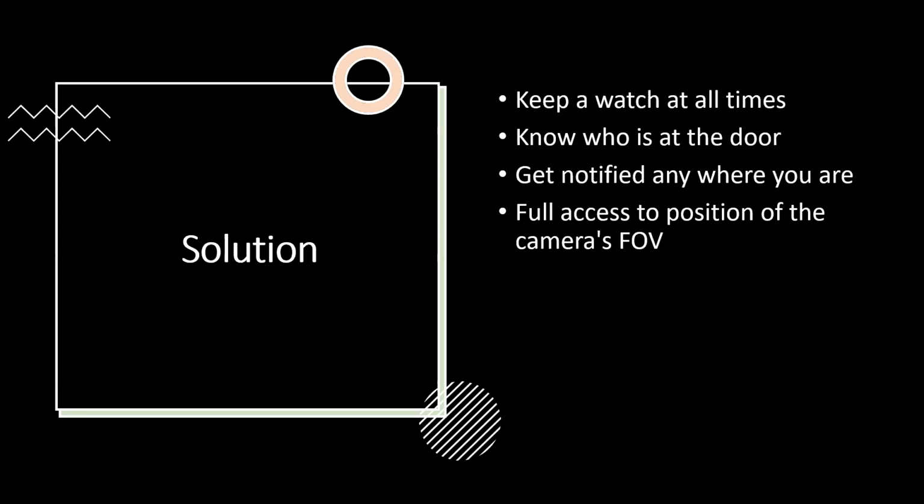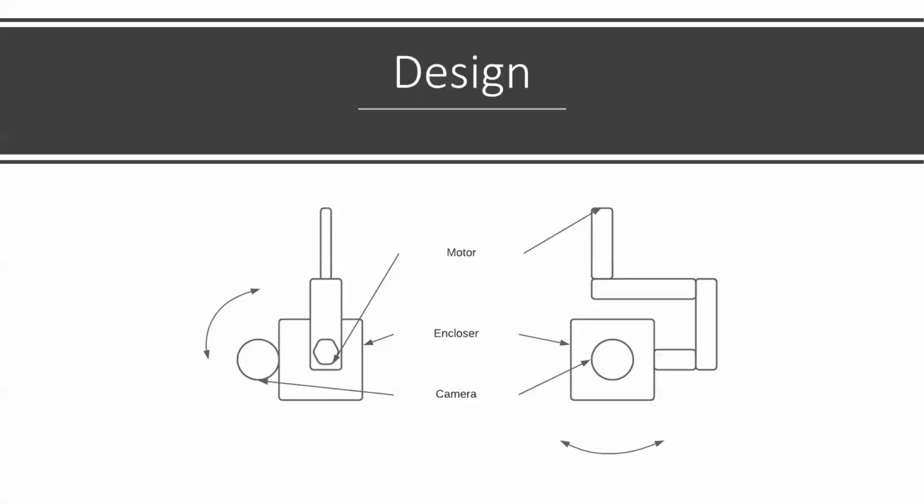Now, how will I do this? What will the solution be to that problem? The solution will be that it will keep a watch at all times and then send you the mail, and then you can know who is at the door, or should you be worried or not. That's the main point of it. And also giving you remote access to the motors, which will allow you to change the field of view of the camera so you can get a better position. And this is the basic of how I'm going to design it.